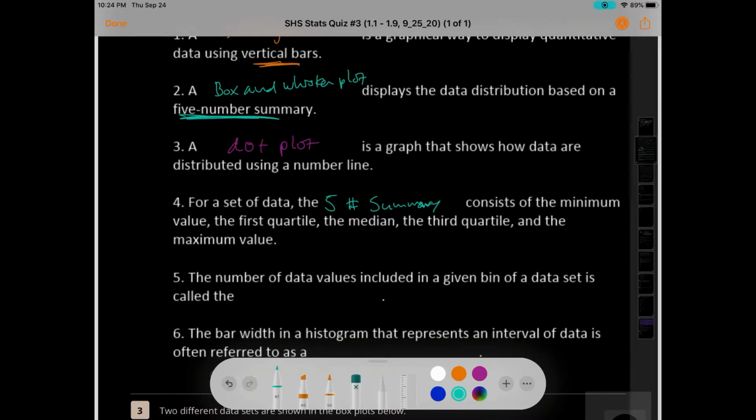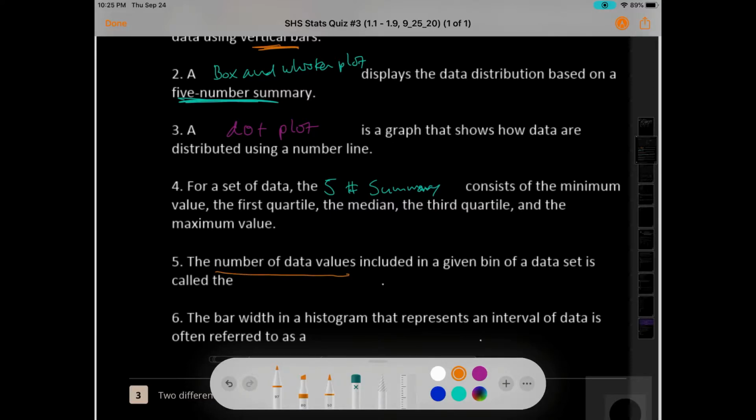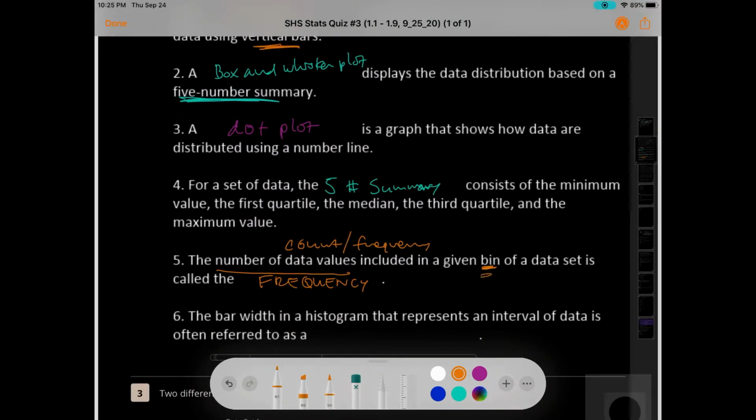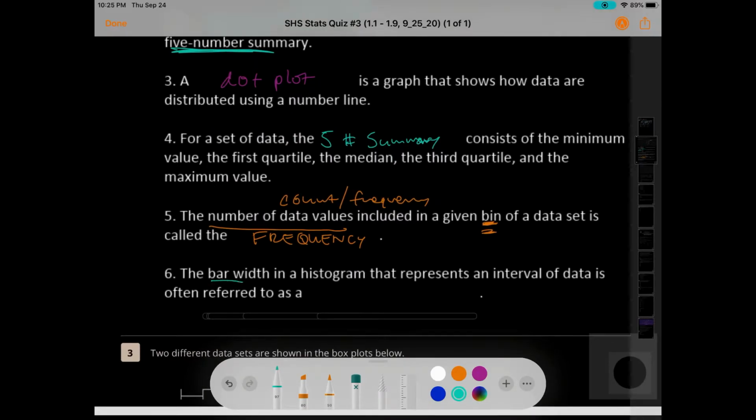The number of data values included in a given bin of a data set is called the number of data values. So you're counting. Count is a frequency. So frequency is your answer. Another hint why it's not bin: you wouldn't use the word in its definition. I wouldn't say, what's the definition of basketball? It's a game of playing with a basketball. Like, it sounds kind of weird, right? And then the last one, bin. The bar width, right? So, remember at the bottom of those histograms, the width represents the interval data, so that would be a bin is your answer.